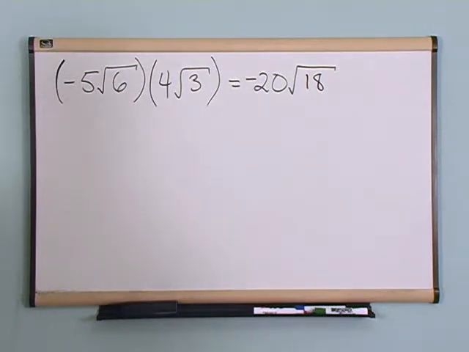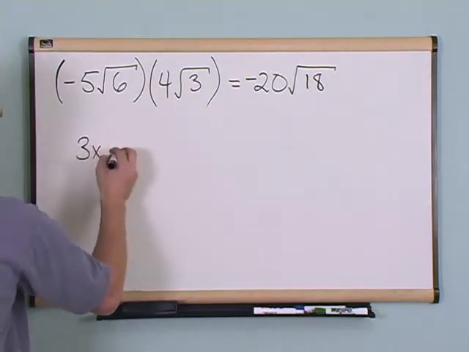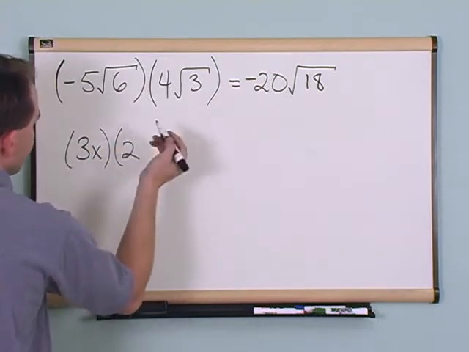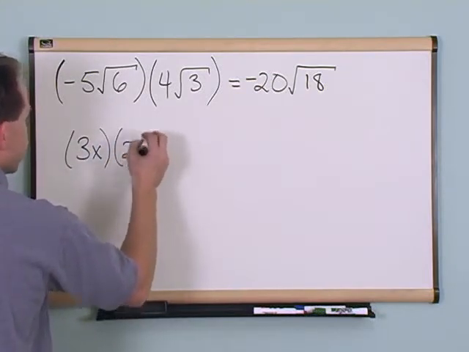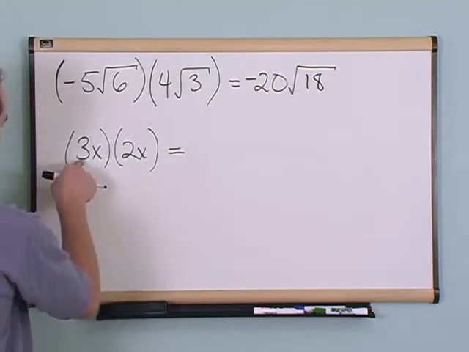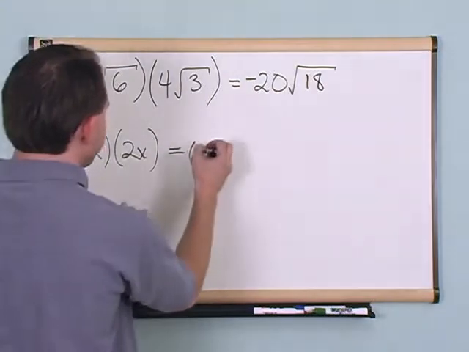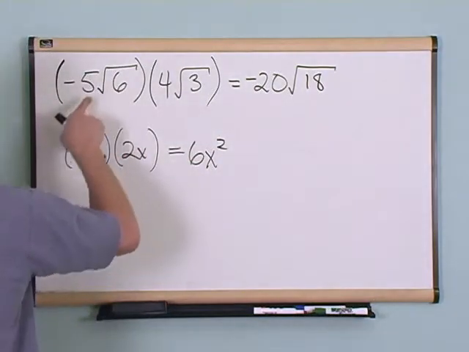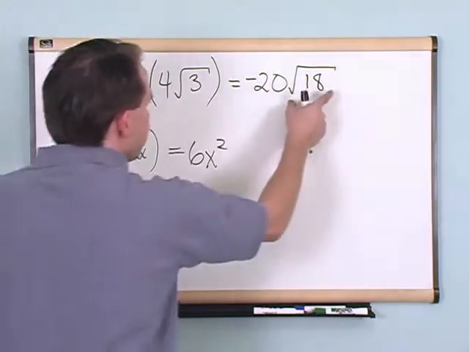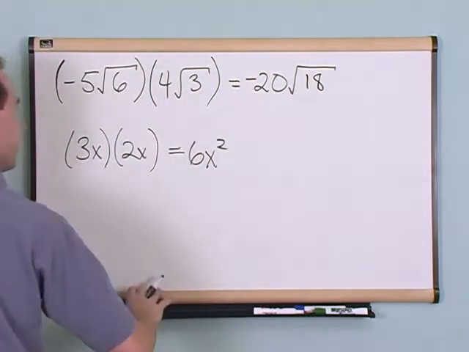Okay? And really, if this confuses you, you can think of it this way. Do you know how to multiply 3x times, or to make it look the same, we'll just put parentheses around it, times 2x? Okay? Do we know how to do that? Well, if you learned that from Algebra 1, you take the coefficients, 3 times 2, which is 6, and you take the x's, x times x gives you x squared. We're doing the same thing here. Negative 5 times 4 gives me negative 20, and then square root of 6 times square root of 3 gives me square root of 18, because when you multiply radicals, you multiply what's inside and put it over there.